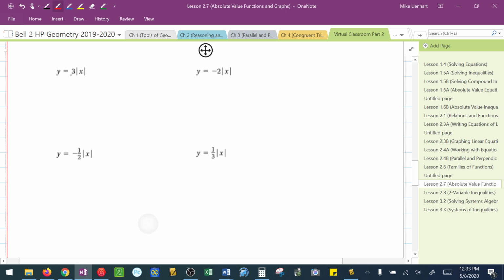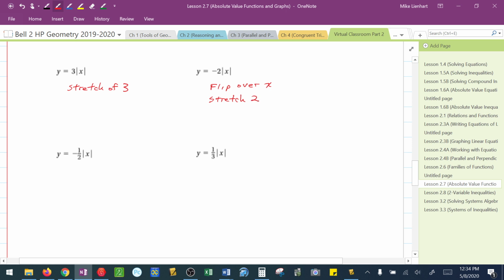In this first one here, we have 3. Because 3 is greater than 1, I know that this is a stretch of 3. This next one here, I see a negative. Immediately when I see that negative in front, I think flip over x. But now I need to deal with the 2. Not only is it flipping over x, but it is also stretching 2.